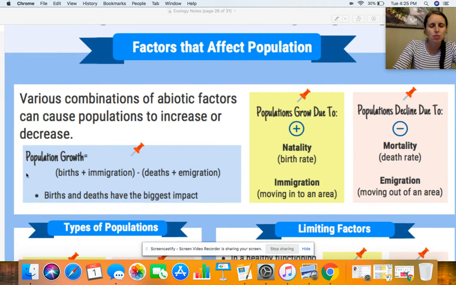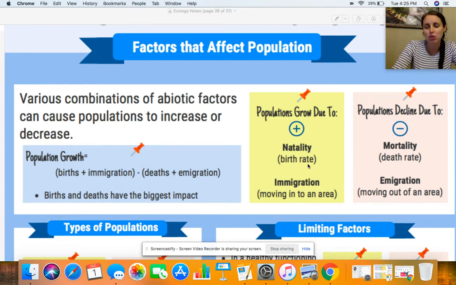So you might have seen this before in geography. This is actually the formula for population growth. So population growth is said to be because of births plus immigration minus deaths plus emigration. So a really nice way to look at it is over here. So we can see factors that add to population growth, so factors that add to the population. So that's births. Another word for births is called natality.